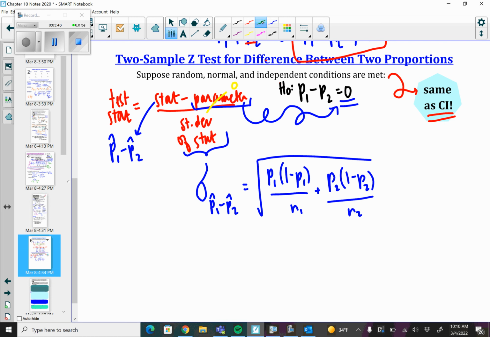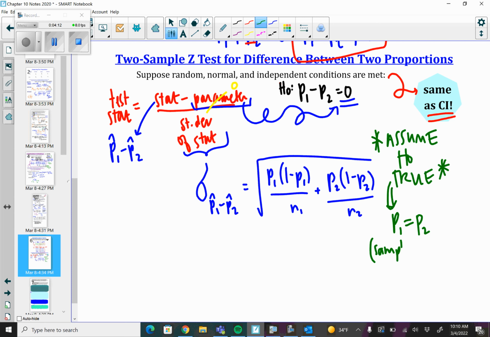However, the big assumption we make with the significance test is that the null hypothesis is true. We assume our null hypothesis is true to show that it's not, or to show that we can't prove that it's not. And so if our null hypothesis is true, let's consider what that means. If our null hypothesis is true, that means P1 is equal to P2, or we are sampling from the same population. This is working under this assumption. This might not necessarily be true, but we need to essentially pretend it is.